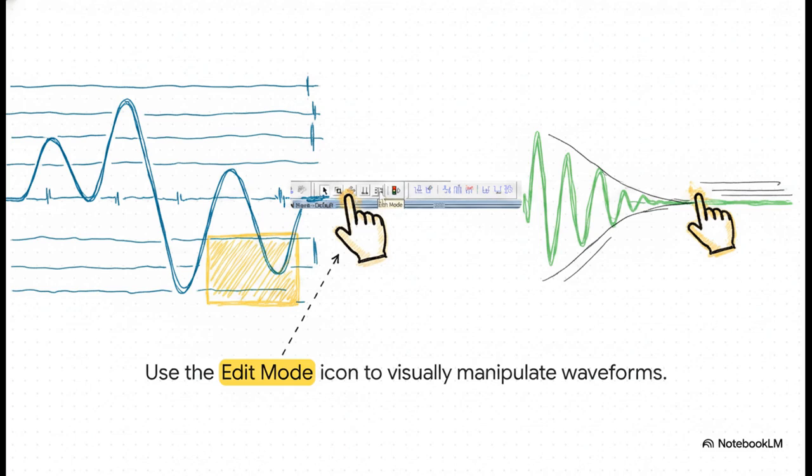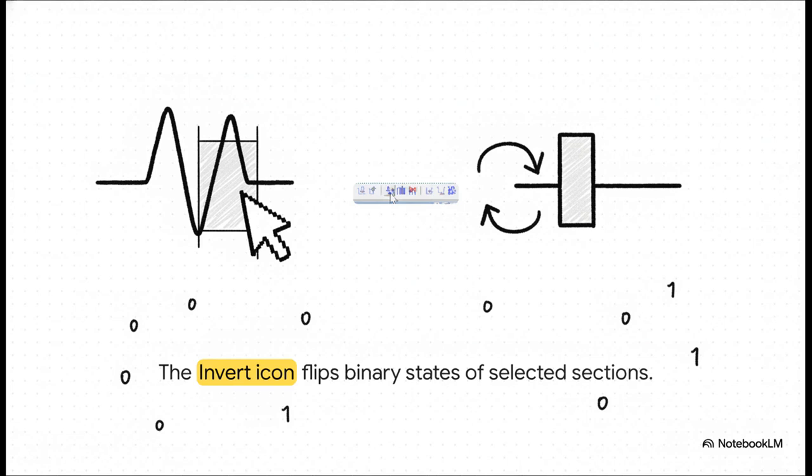When you click this, the software shifts gears. Instead of just letting you view the waves, it lets you treat them like physical objects. You can literally click, drag, and highlight a specific chunk of time right there on your input wave. Once you've used your mouse to highlight a specific section, let's say from 200 to 400 nanoseconds on an input, you just click this invert icon.